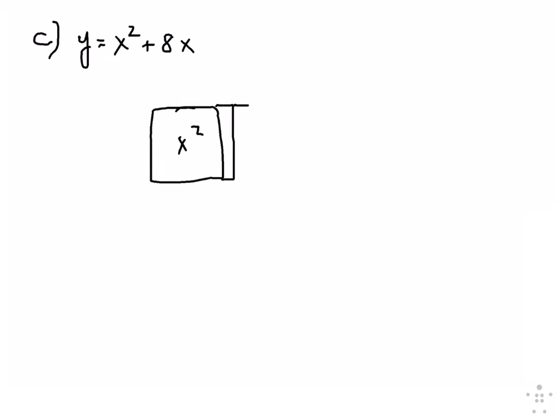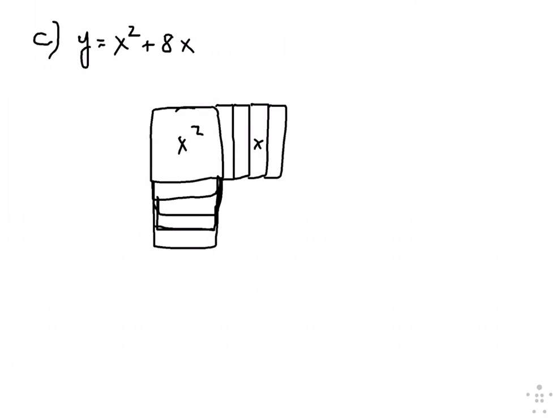For C, the question is y equals x squared plus 8x. Okay, so no 1s, right? So we're going to put our x squared here, and then I can line up 1, 2, 3, 4 x's. These are all x's, right? 1, 2, whoops, they go to here. 3, again, yours will look nicer. Okay, so there's 4 x's on each side, so that's 8 x's. So I did those. So this is x plus 4, and this is x plus 4.